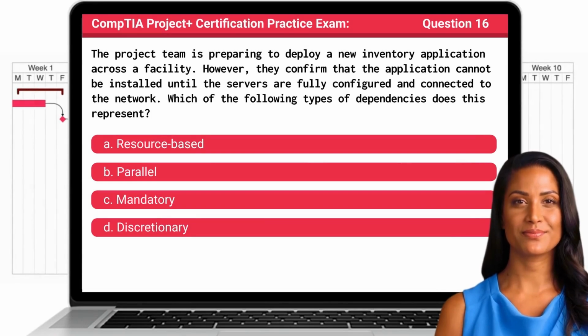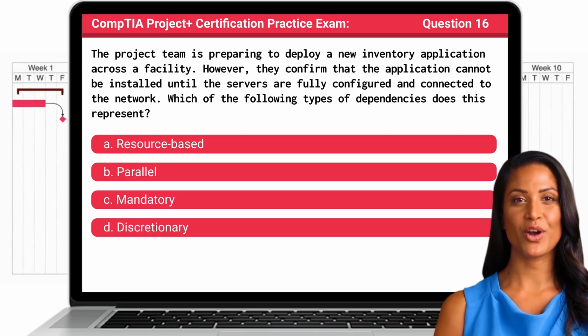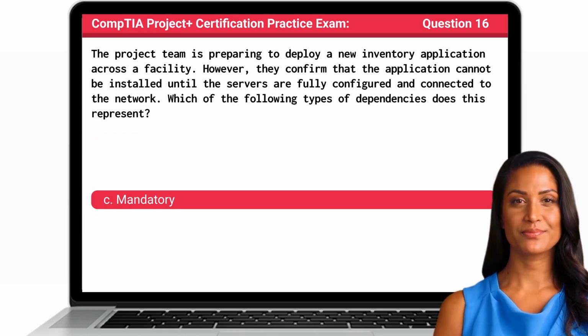Question 16. The project team is preparing to deploy a new inventory application across a facility. However, they confirm that the application cannot be installed until the servers are fully configured and connected to the network. Which of the following types of dependencies does this represent? The answer is C. Mandatory.